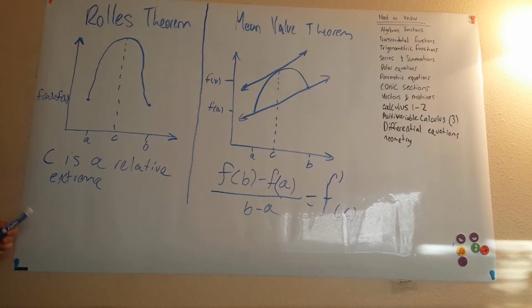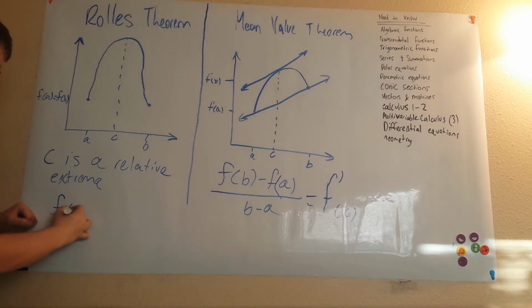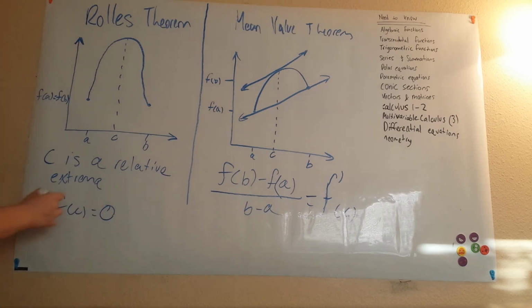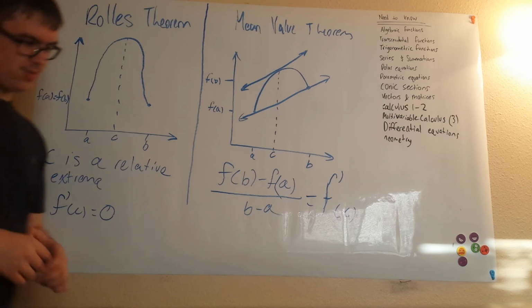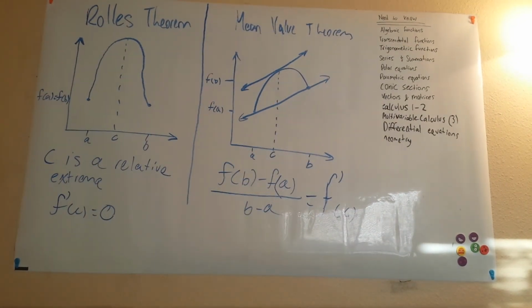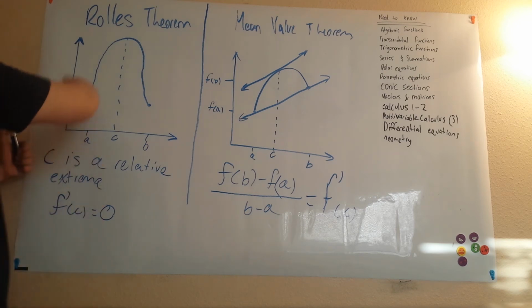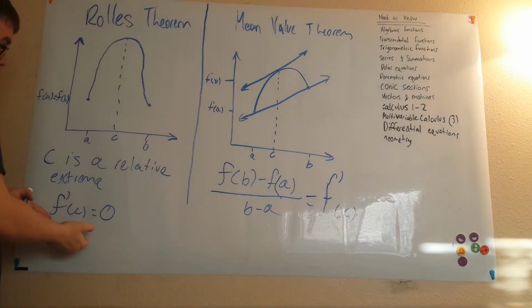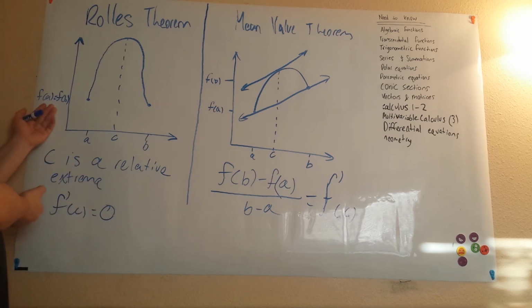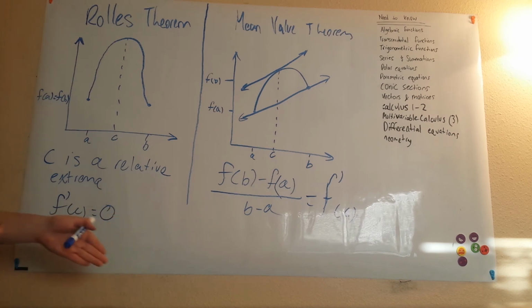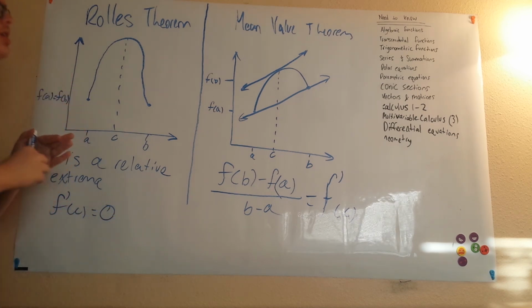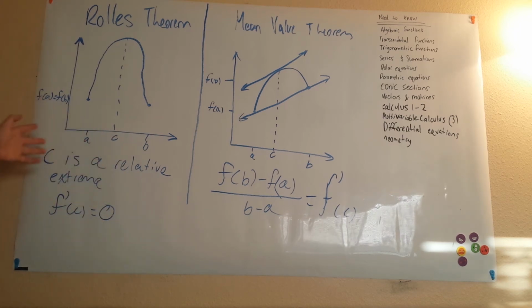Ooh, but what is that saying? Well, that's also saying that f prime of c equals 0. So Rolle's theorem is saying if your function is differentiable and continuous on the interval from A to B, then there's some c inside of A to B. Ooh, but f of A equals f of B, where f prime of c equals 0. Which also has to mean this relative extrema, right? There you go. Rolle's theorem.